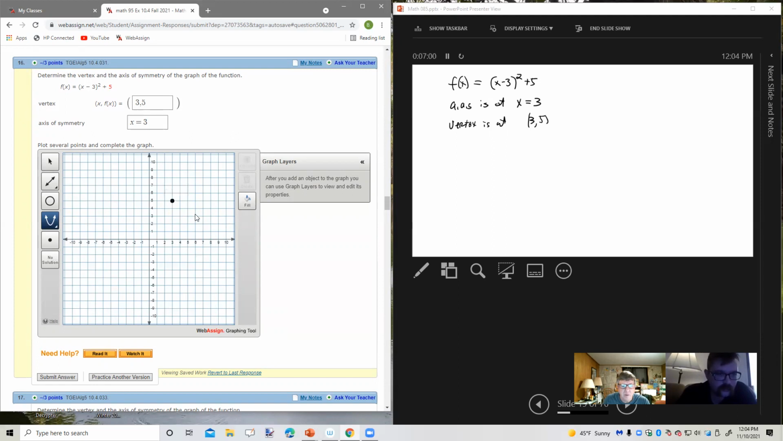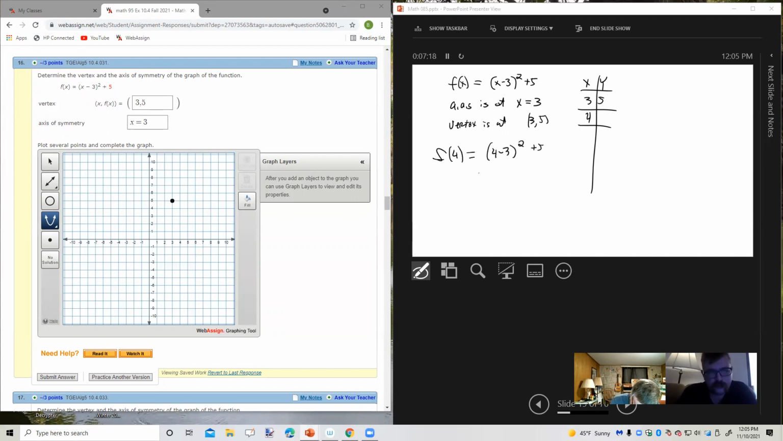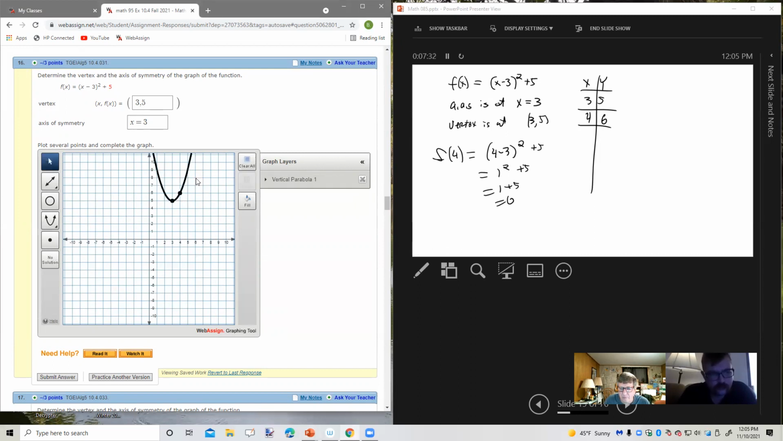Now, after I graph the vertex, I need one more point on the graph. So how about if I just pick 4, comma something? So f of 4 is (4 minus 3) squared plus 5, 1 squared plus 5, 1 plus 5, 6. So 3, 5, 4, 6. So now I graph 4, 6, and it's right there, and my parabola forms.